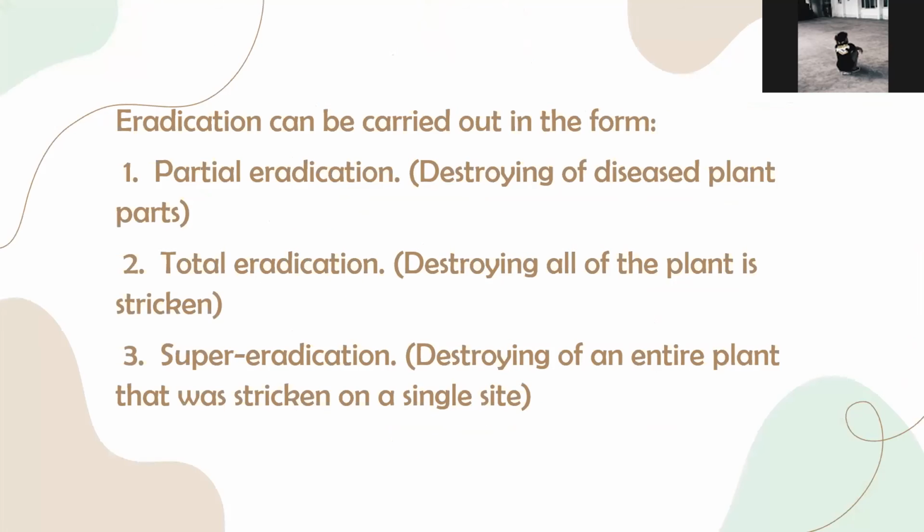Eradication can be carried out in the form of: 1. Partial eradication, destroying diseased plant parts. 2. Total eradication, destroying all the plants that are stricken. 3. Super eradication, destroying the entire plants that were stricken on a single site.